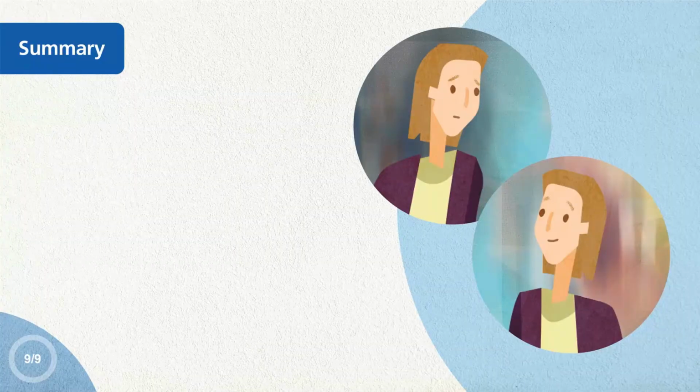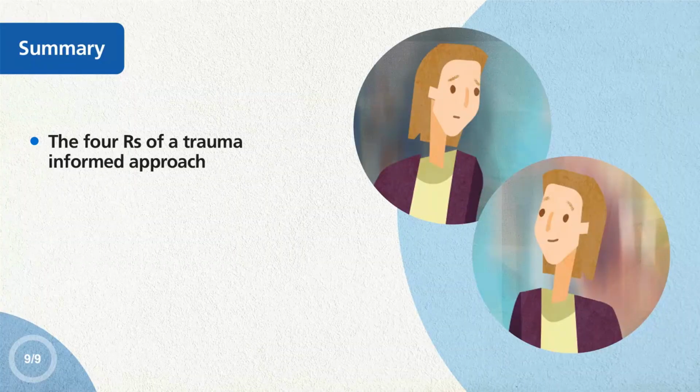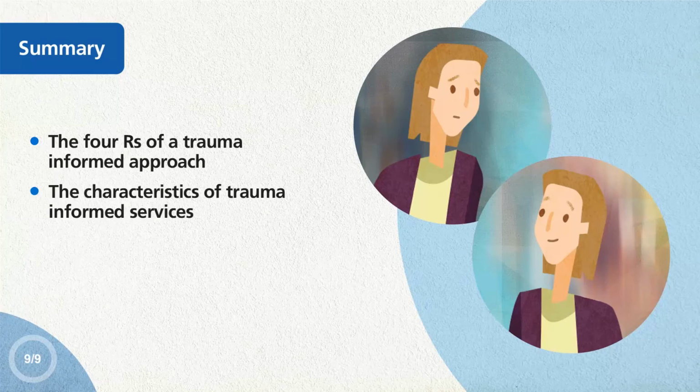In this module, we've considered what services with and without a trauma-informed approach might look like. We've explored the characteristics of a trauma-informed service and considered some of the social and cultural factors that might need to be taken into consideration. In the next module, we'll start to consider what a trauma-informed approach looks like at an individual level.